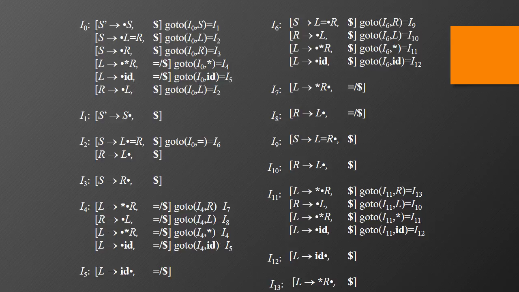As stated above, I11 comma R will become I13. I11 comma L will become I10. I11 comma star will become I11. I11 comma ID will become I12. So I12 will contain L gives ID dot comma dollar. I13 will contain L gives star R dot comma dollar.